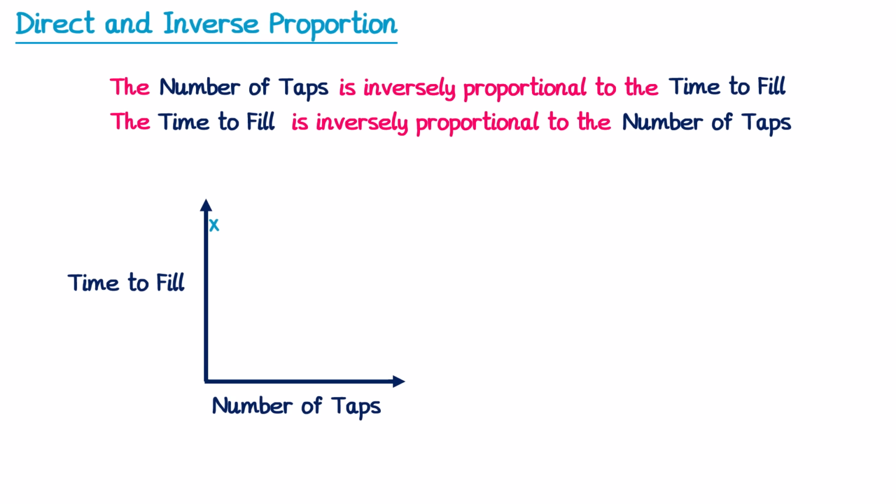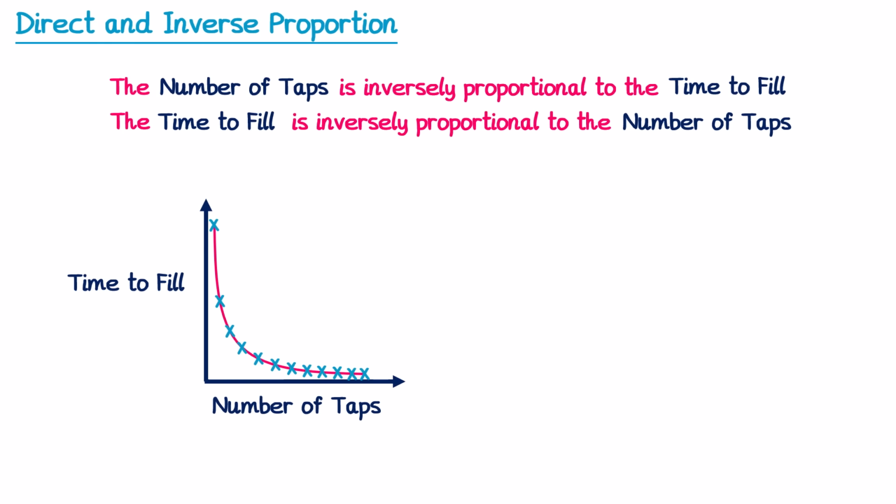And then if you double the number of taps to 2 taps, the time to fill halved, so half as long. And then every time you add a new tap, the time to fill decreases, but by a decreasing amount. Every extra tap you add has less of an impact on the overall time. So if we join up these crosses, they actually make a curve that looks like this. This curve is a reciprocal curve, and it will never touch either of the axes.